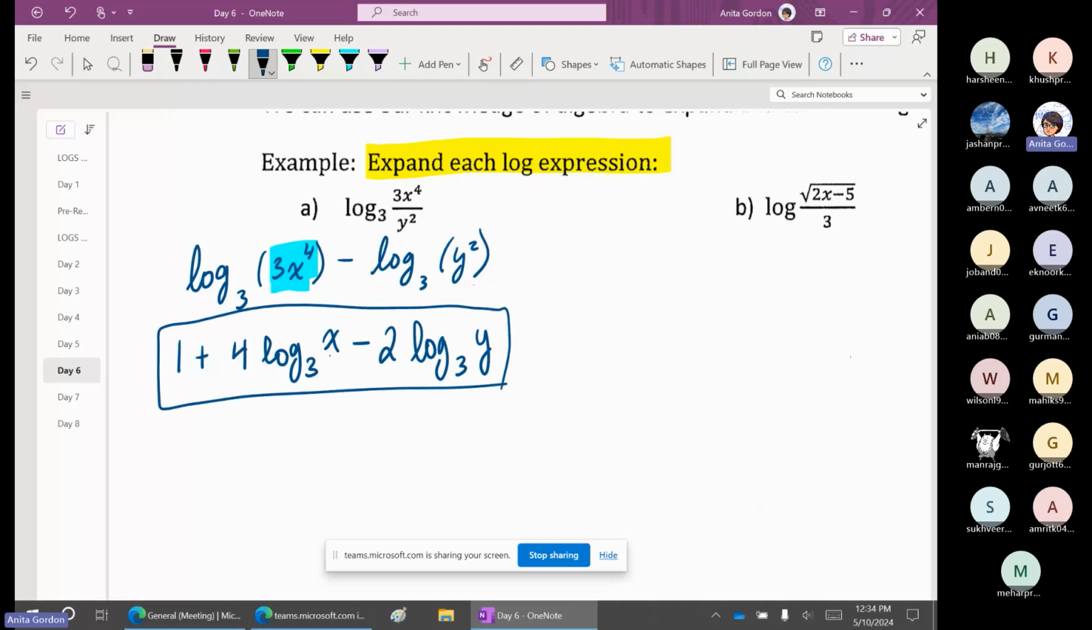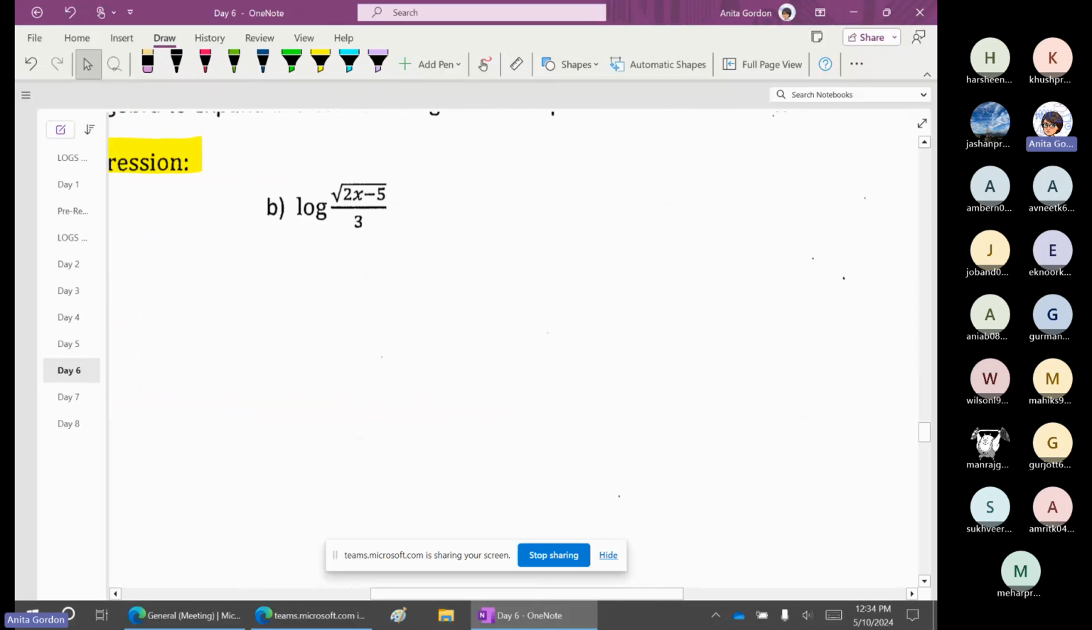Inside each of the logs is a single term or variable. I cannot expand it anymore. All right, so the exponents became coefficients. The products became a sum. Actually, I guess I should do it in blue because I highlighted it in blue. And the quotient became a minus. All right, do it again.